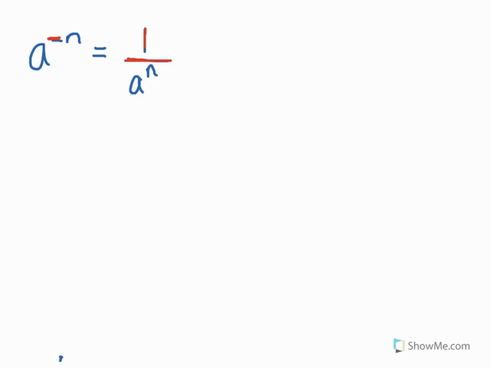So let's try this. Let's say we've got 3 to the negative second. You have to make that a positive 2. So the way you do it is you put 1 over 3 to the second. And you are expected to multiply it out. So that would be 1 over 3 squared, which is 9. So 1/9.